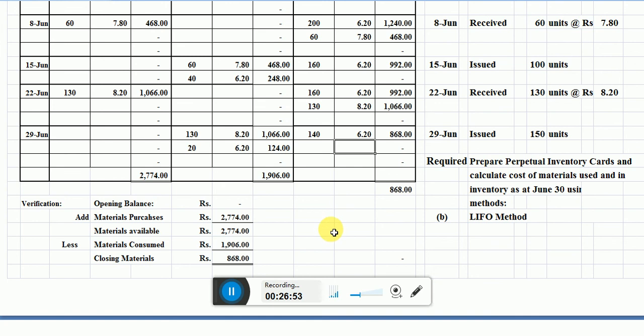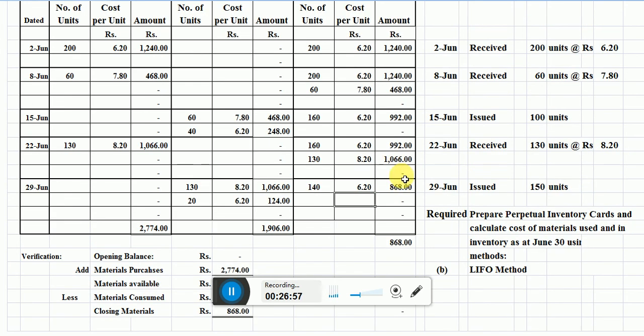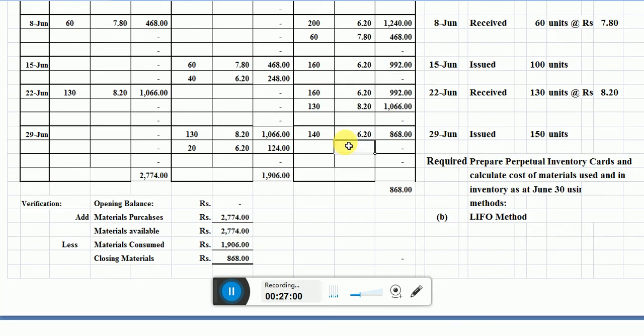Student, this is the LIFO method, which has been explained in front of you. Now we will move to the third method, the moving average method. Students, now we'll use the third method, the average cost method. For this purpose, we have to move below.